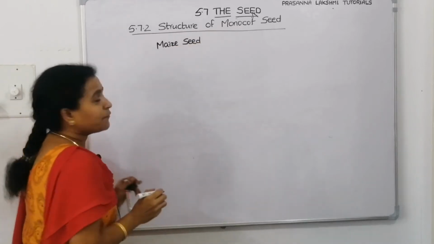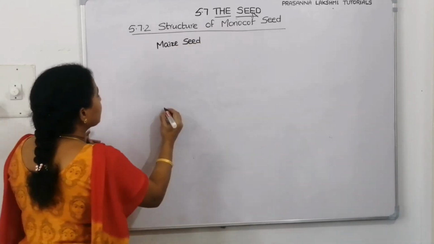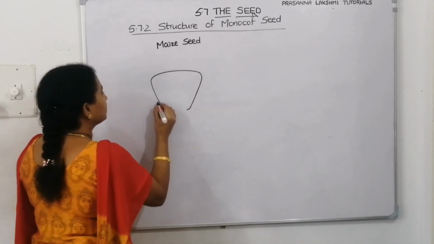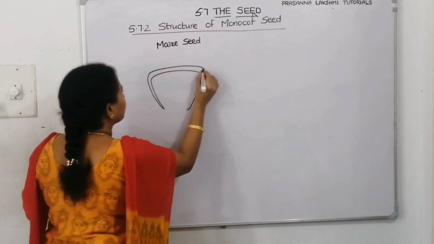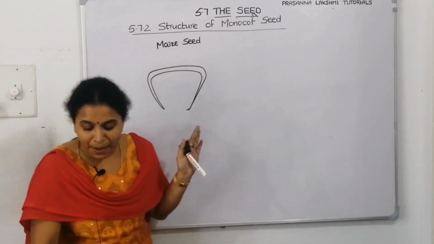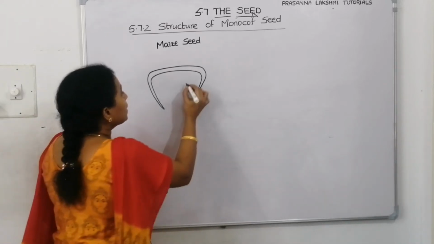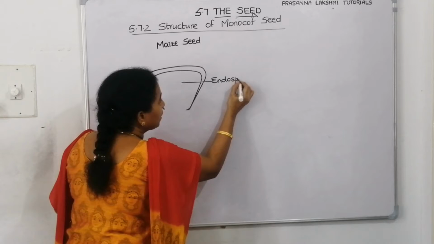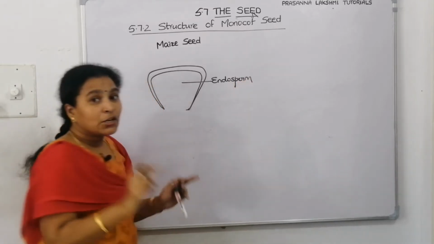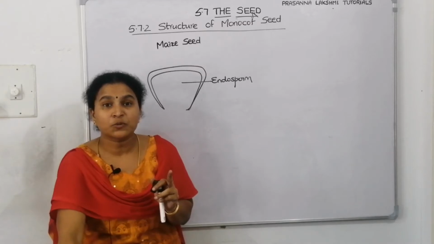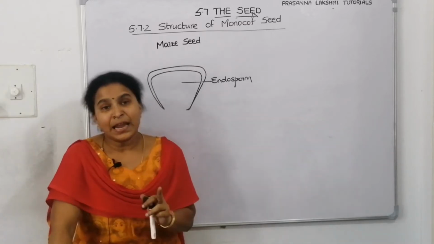the maize seed will be like this, right? Now what is this bulky area called? This bulky area in the maize seed is called endosperm. In dicot, we did not mention endosperm, but in monocots, we are mentioning endosperm. That means monocot seeds are endospermic.